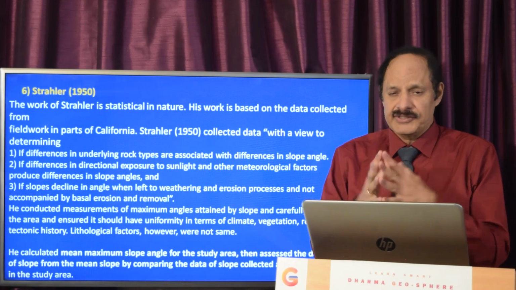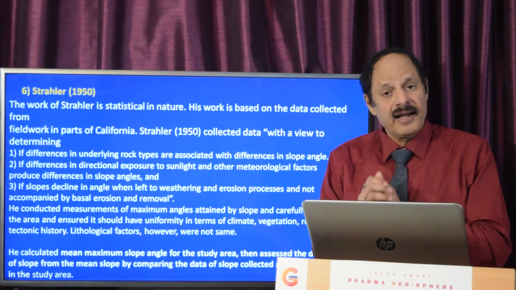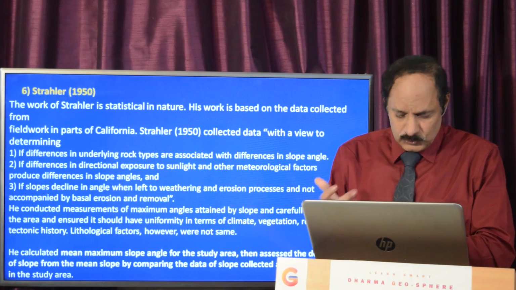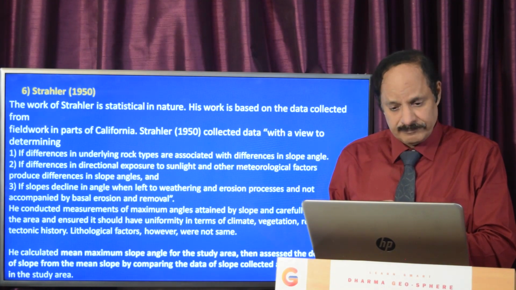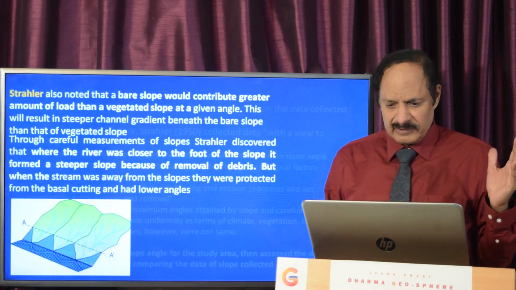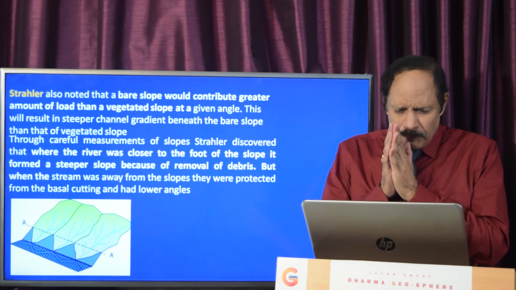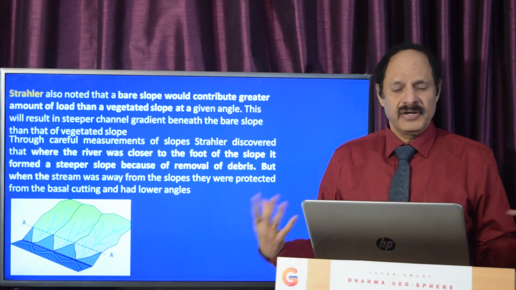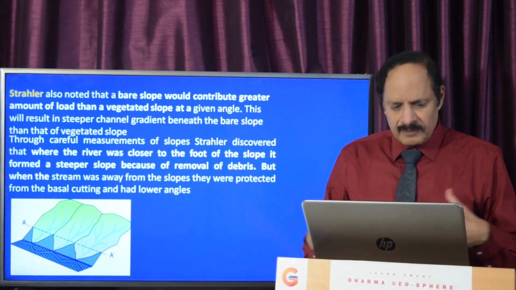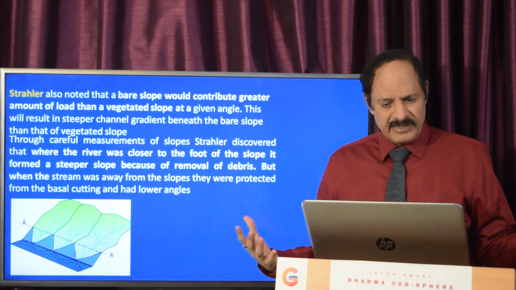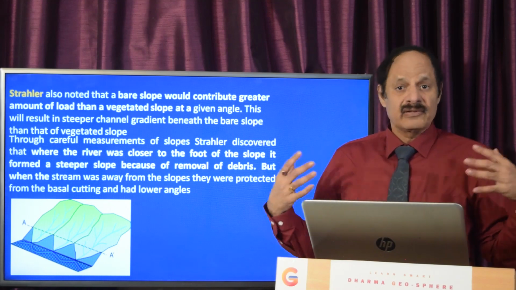They could actually ask you to put a short note on Starler's concept of slope. You should pay attention to this because Starler is a big name. He wrote a lot of books on physical geography and also on geomorphology. He worked in various parts of California. But the most important point is he said that the bare slope would contribute a greater amount of load than a vegetated slope at a given angle. This will result in a steeper channel gradient beneath the bare slope than that of the vegetated slope.